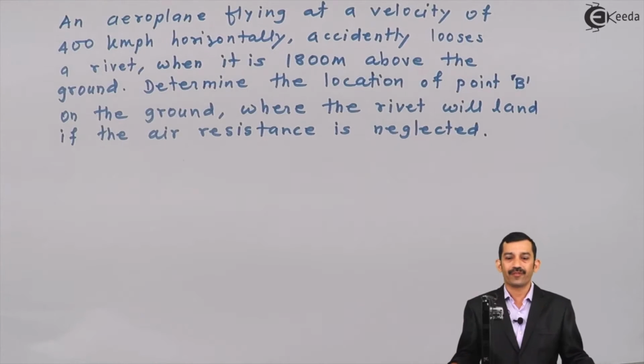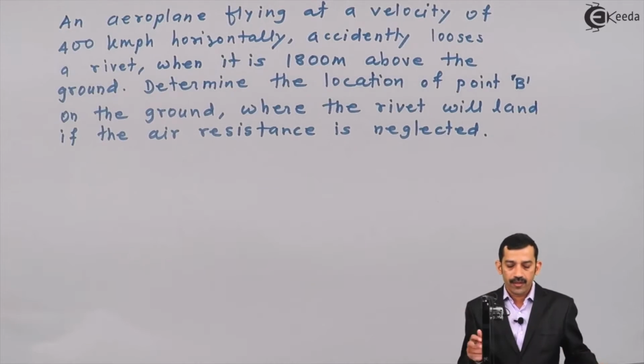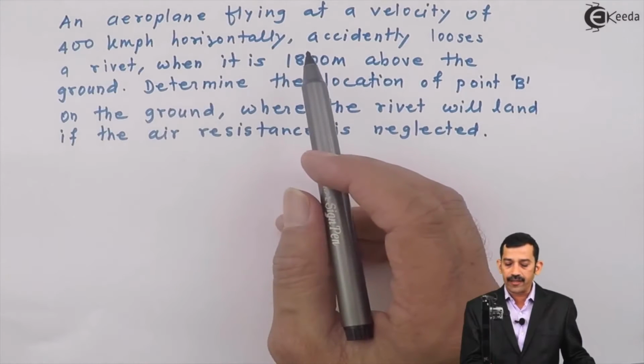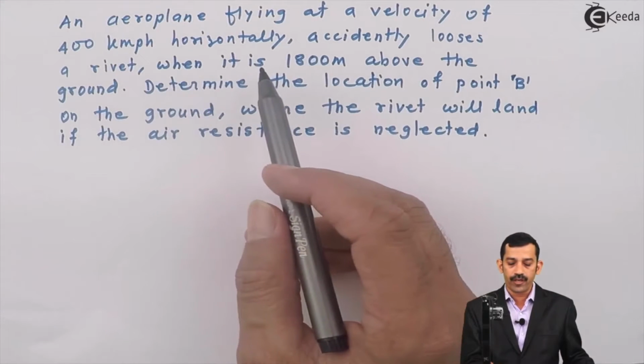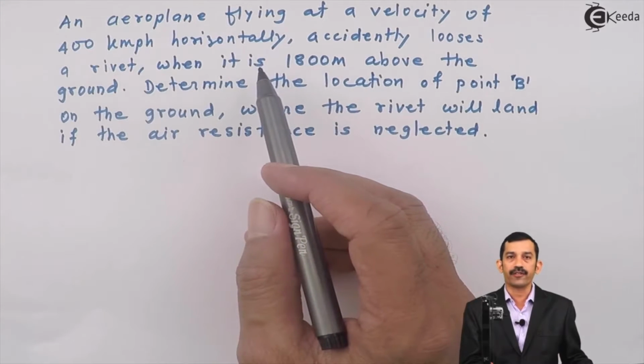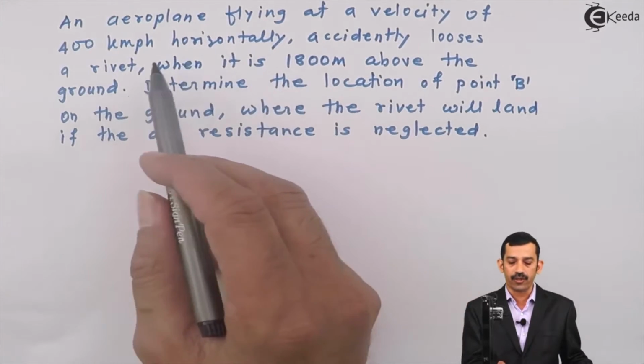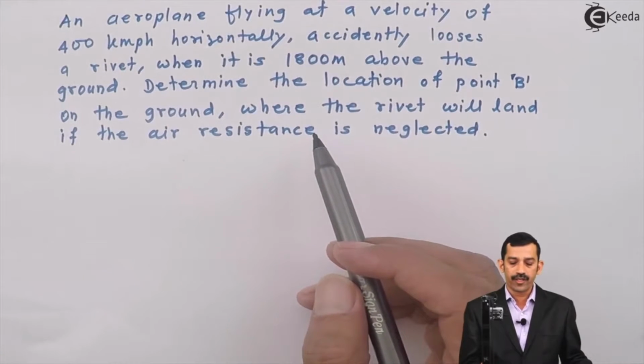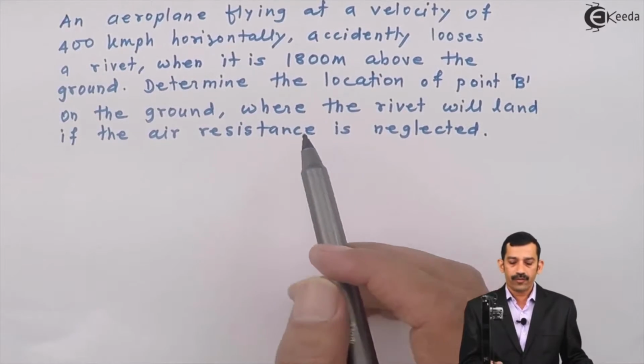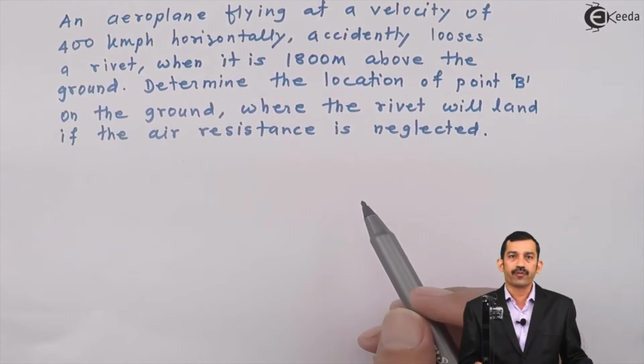Hi friends, to start with problem number 4. What is given in the problem? Just go through the wording of the problem. An aeroplane is flying at a velocity of 400 km per hour horizontally. That means the initial velocity is in the horizontal direction, which is given in kilometers per hour, 400 km per hour, and when we substitute the value, we'll convert it into meters per second.